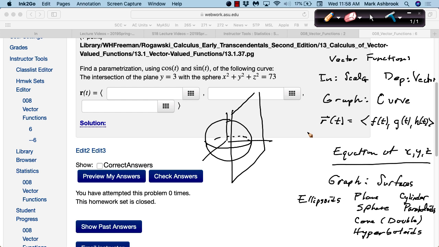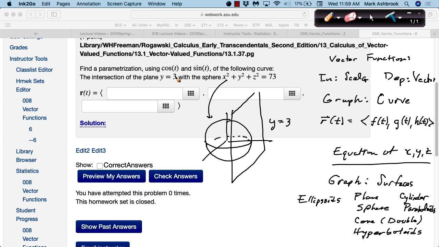All right, so for this one, we've got y equals 3 and this sphere, x squared plus y squared plus z squared equals 73. So we need to do some math with those two. We're intersecting, so we're going to bring those equations together. When we do, we should be able to write a vector function that is the points of that curve. So how do we bring these together?